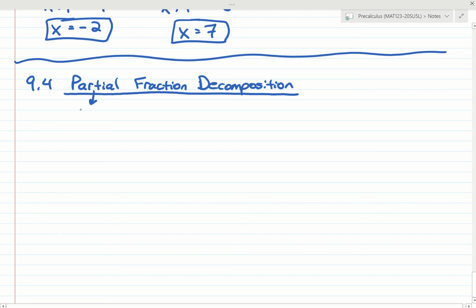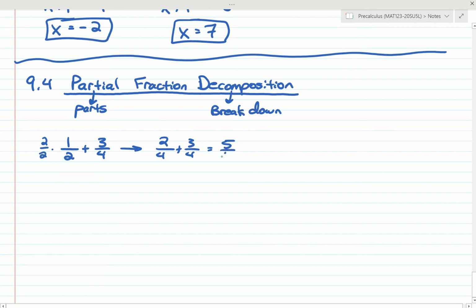Now, partial means parts. Decomposition means breakdown. So really what this lesson is, we're looking at how to break down fractions into parts. Think about it like this. If I asked you what's 1/2 plus 3/4, well, you would get a common denominator, multiply this by 2/2. This would turn into 2/4 plus 3/4, which is 5/4.